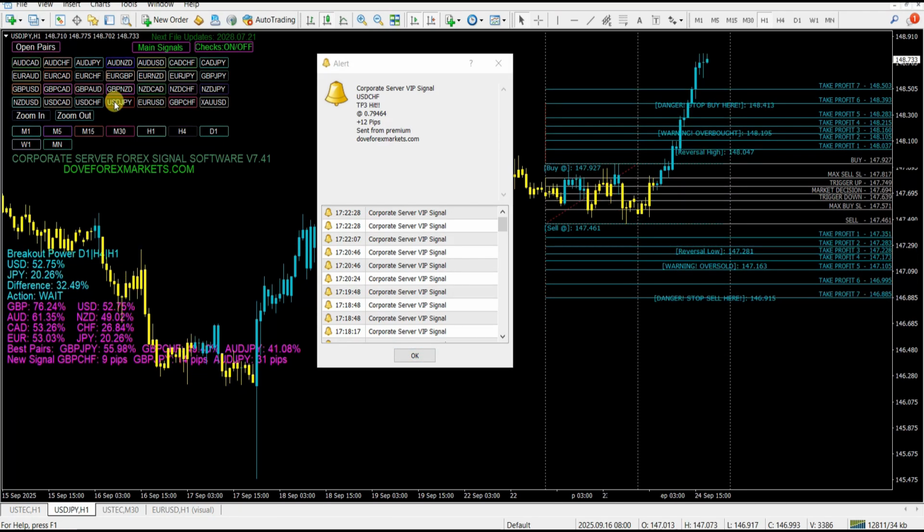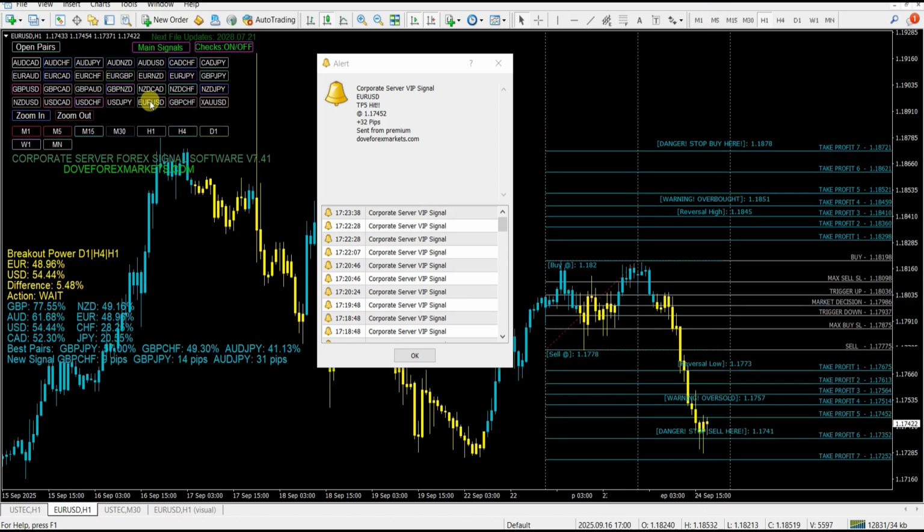And now we're going to USD Japanese yen. Look at that. This is a great powerful software. Guys, so buy level broken and all the way take profit number 7 and even beyond. USD Euro USD, you can see the sell is broken there, sell level broken all the way to take profit number 6 there. All the levels are well respected and everything worked out well.